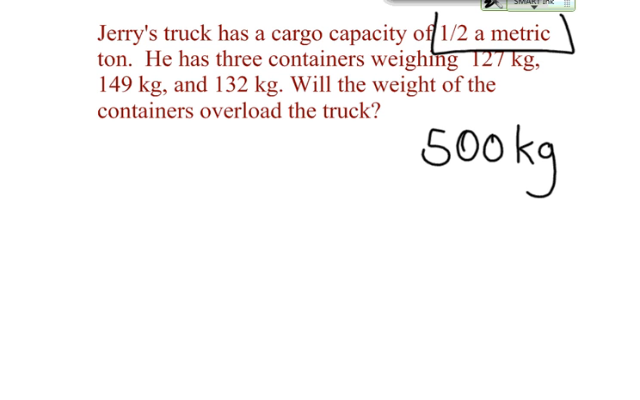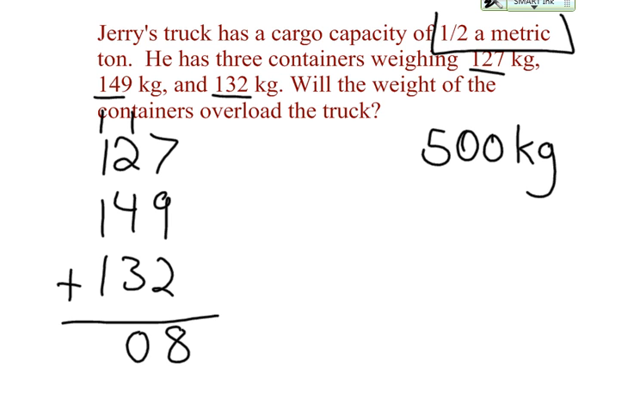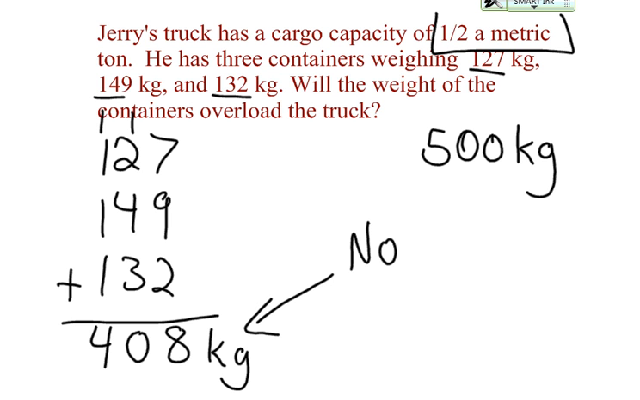What we need to do now is add up our kilograms. We've got 127, 149, and 132. So we're going to add these together. We get an 8 down here, carry the 1. We get a 0 down here, carry the 1. And a 4 down here, so 408 kilograms. Since half a metric ton is 500 kilograms, and we only have 408 kilograms, that means no, the truck will not be overloaded. So the truck will run properly.